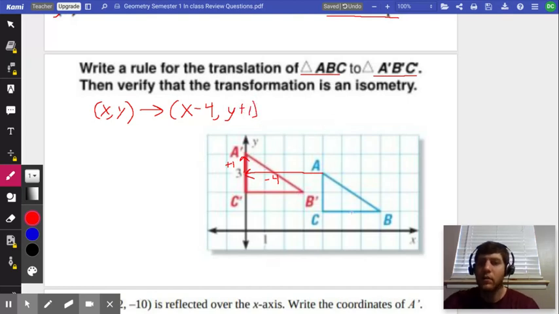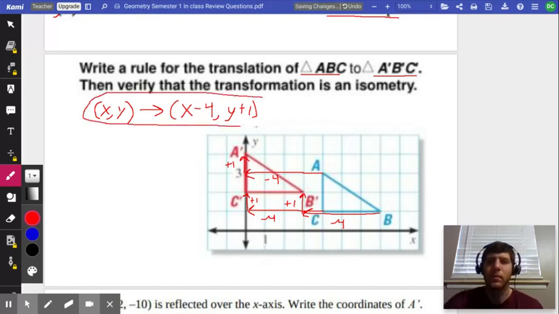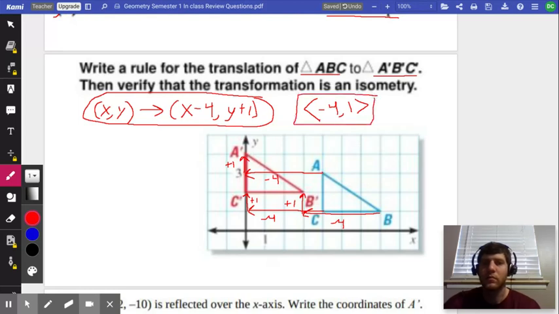Okay, and you could have picked any of these. We're going left 4, and then we're going up 1. For C here, we're going left 4, and plus 1. So everything's going left 4, up 1. So here's our rule. And remember, we could have also written it as a vector, negative 4, 1. That also works if we write it as a vector. We're going this way.